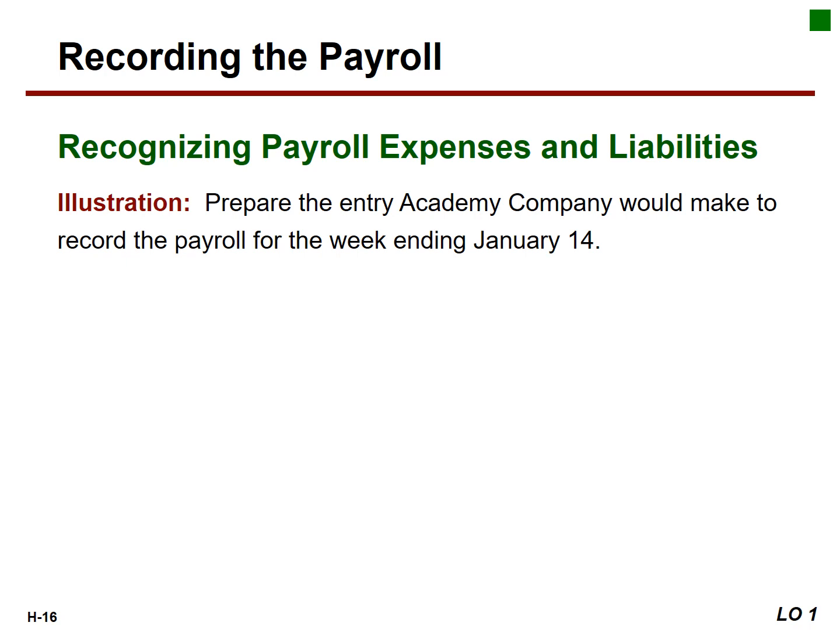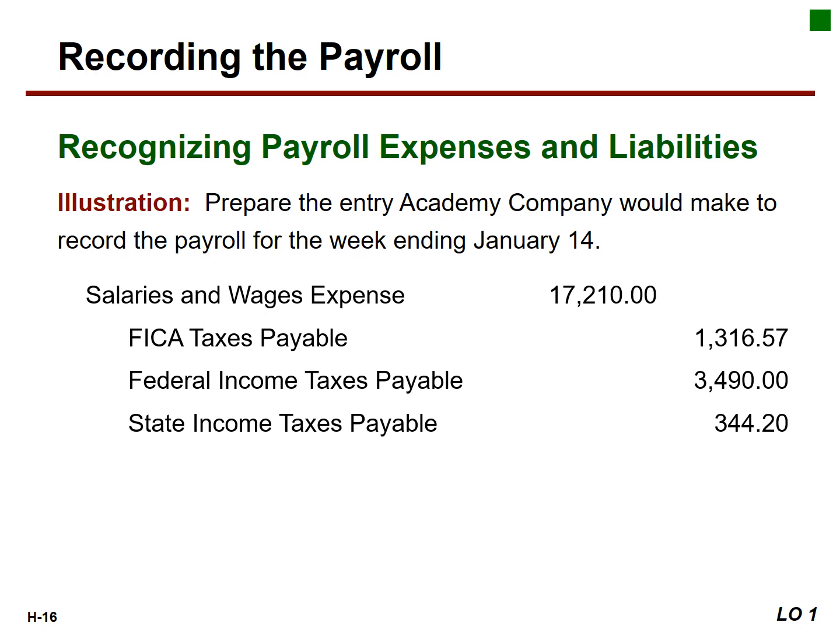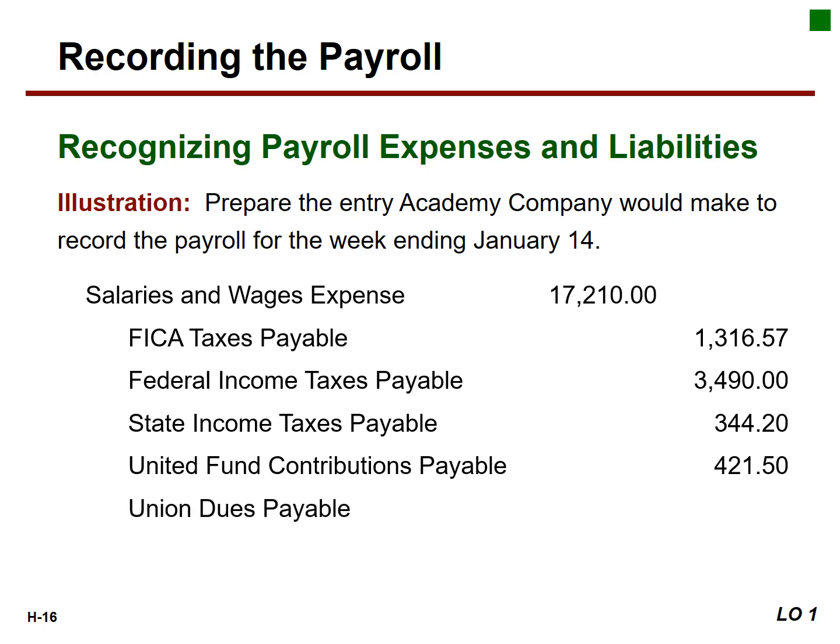So to record the payroll from the payroll register we just looked at, the first thing we're going to do is debit salary and wages expense for the total gross earnings of our employees, the $17,210. We're going to credit FICA taxes payable for the amount of FICA taxes that were withheld from our employees' gross earnings, the $1,316.57. We're going to credit the federal income tax payable account for the amount of federal income taxes that were withheld, the $3,490. We're going to credit state income taxes payable, $344.20. That was the total amount of state income taxes that were withheld from our employees. We're going to credit United Fund contributions payable for the $421.50. And then we're going to credit union dues payable for the $115.